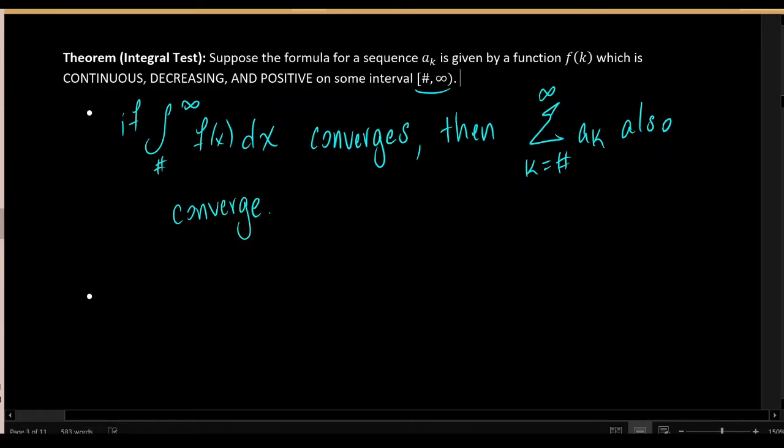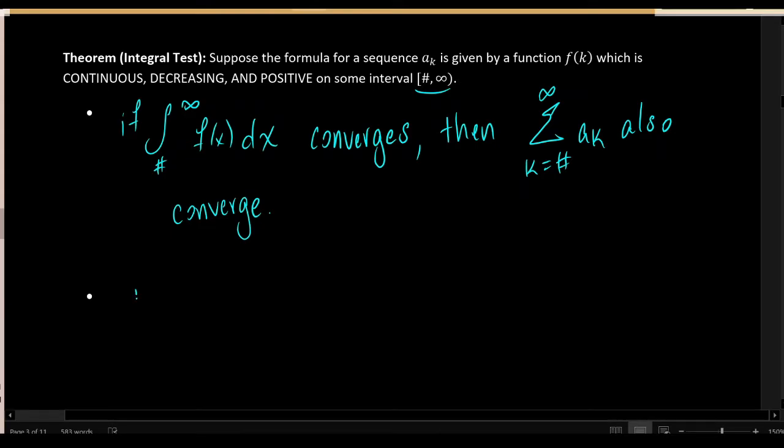So the big takeaway is that if you have a sufficiently well-behaved formula for the terms in your sequence, something that you are able to integrate, then you're in fantastic luck, because then you can go back to Calculus 2, integrate that function, check and see if it converges. If it does, then your series must also be convergent.